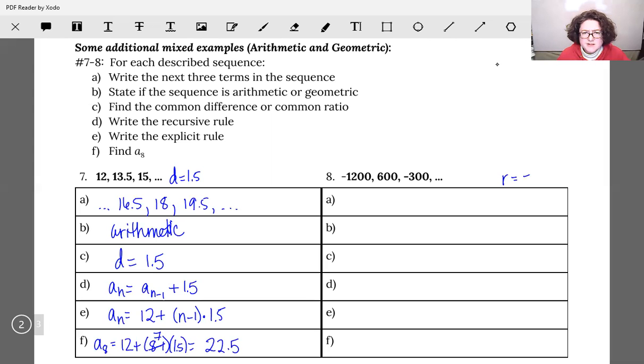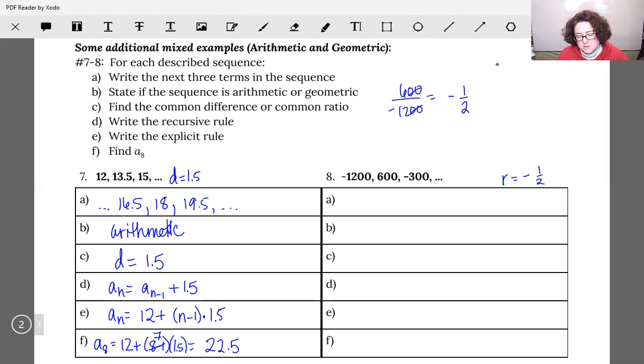600 is how much of 1200? Well, that's just half. And what I would probably do for the math behind it is take your second term and divide it by the first term. So 600 divided by negative 1200. My zeros cancel out, and if I simplify that down, that simplifies down to negative 1/2. So that is my common ratio.